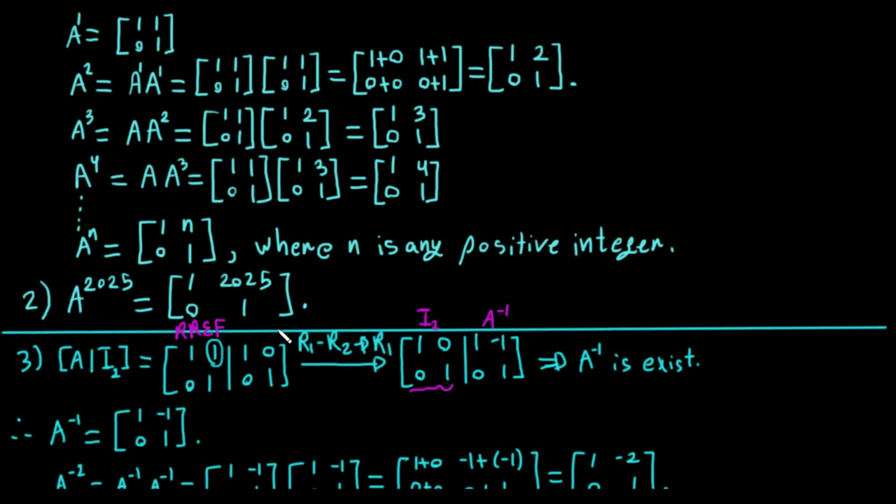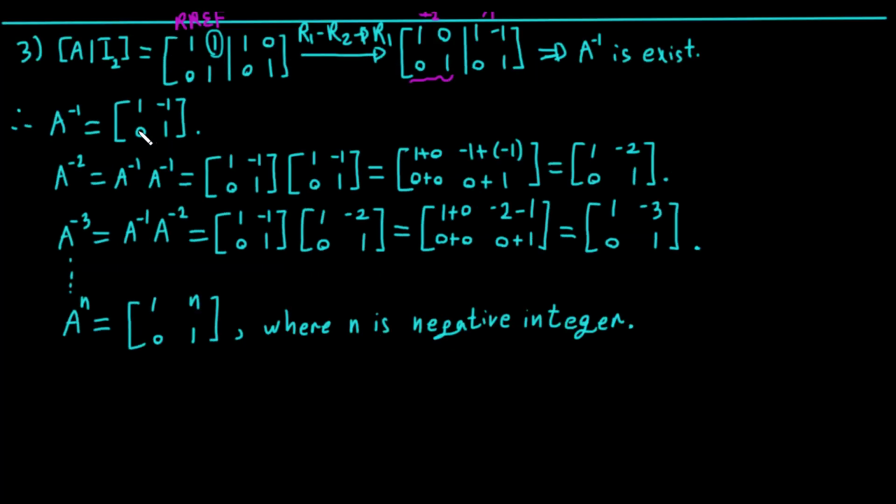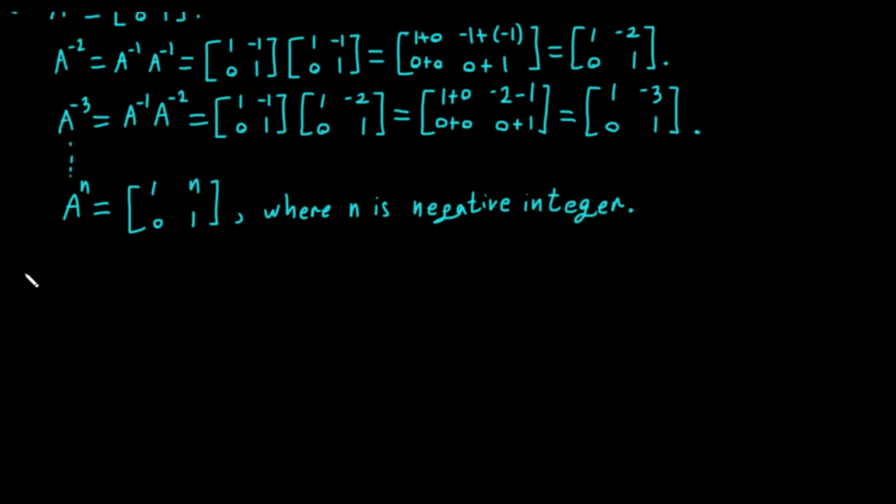So here we have to find A to the power of -2025. So let's write it here. For A to the power of -2025, this is equal to 1, -2025, and here it has to be 0 and this one has to be 1. So that's it. We have solved this problem.